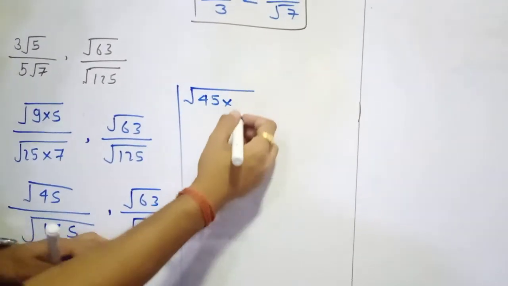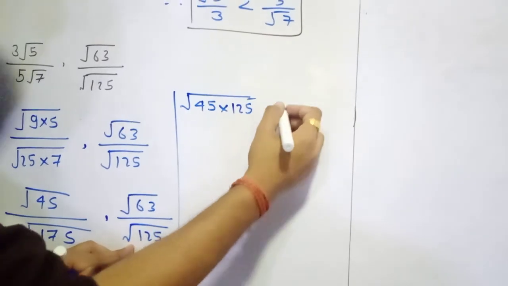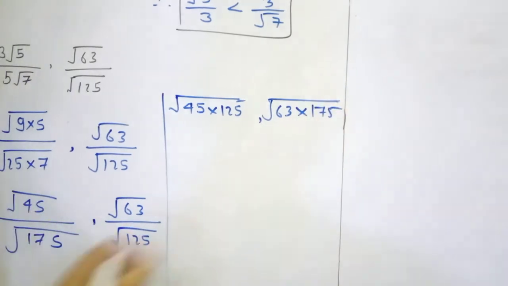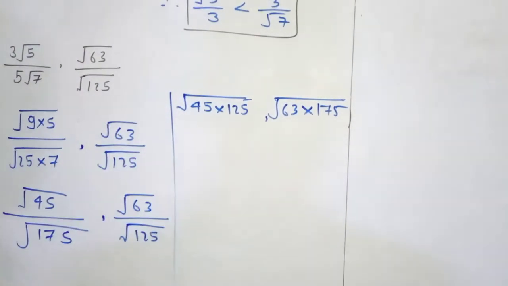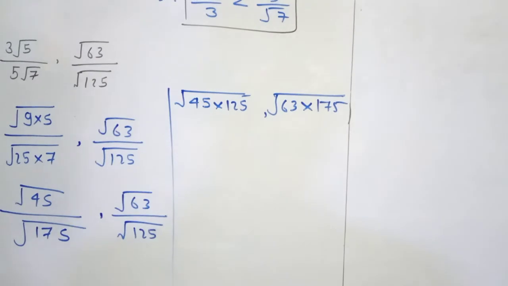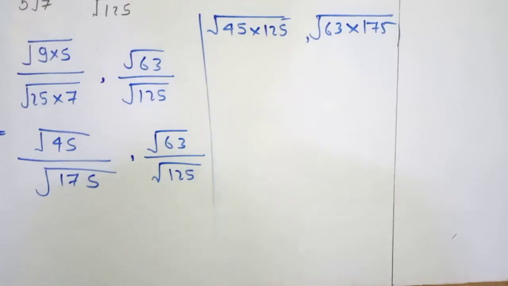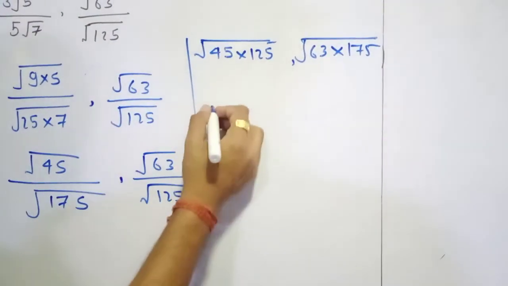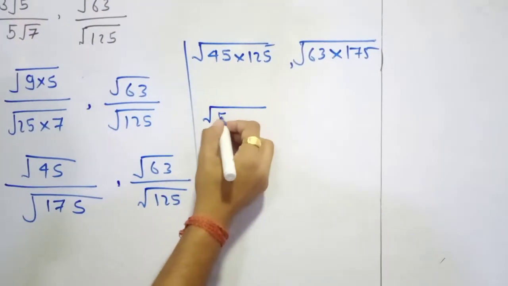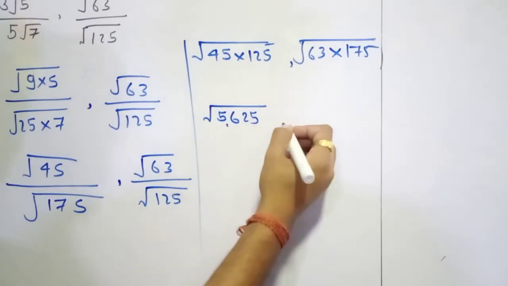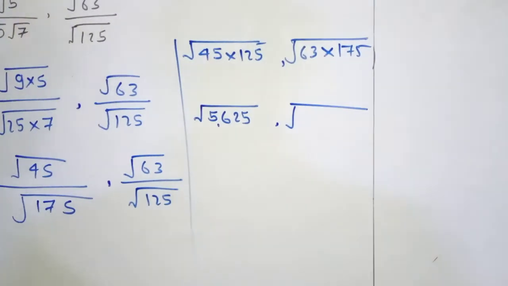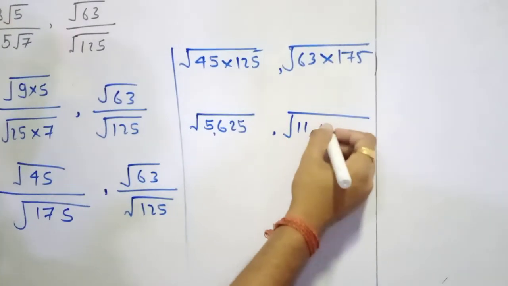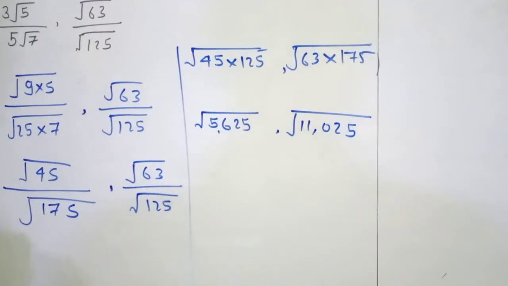45 into 125 and 63 into 175. So what are we getting? If we multiply 45 by 125, we get 5625. And in the second, 63 multiplied by 175, we get 11,025. So which one is greater?